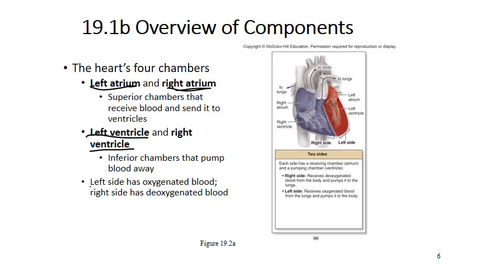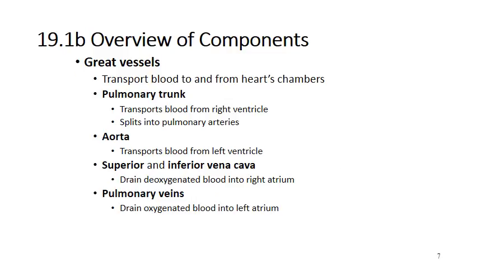So the left side, note, is going to have oxygenated blood, while the right side is going to have deoxygenated blood. All right, so the major vessels, or the great vessels that are going to transport blood to and from the heart's chambers, are going to start off with our pulmonary trunk right here. And then we're going to see that that's transporting blood from the right ventricle into the pulmonary arteries, which then are going to go into the pulmonary system, which is, of course, the lungs.